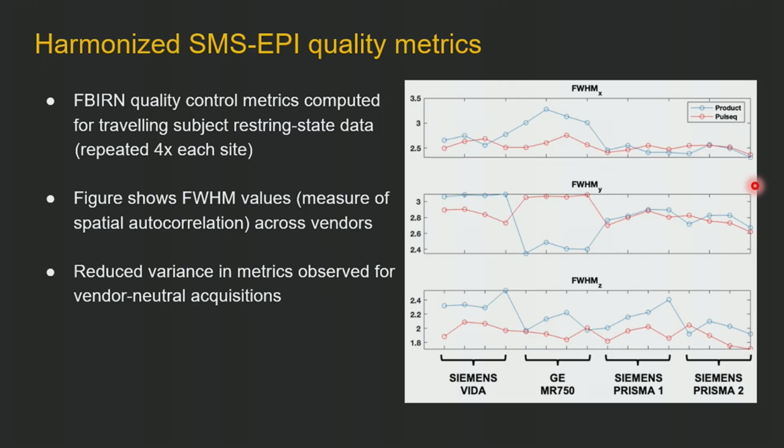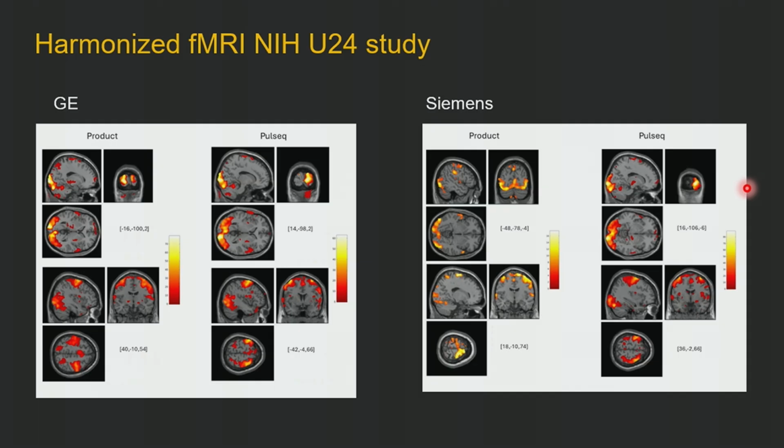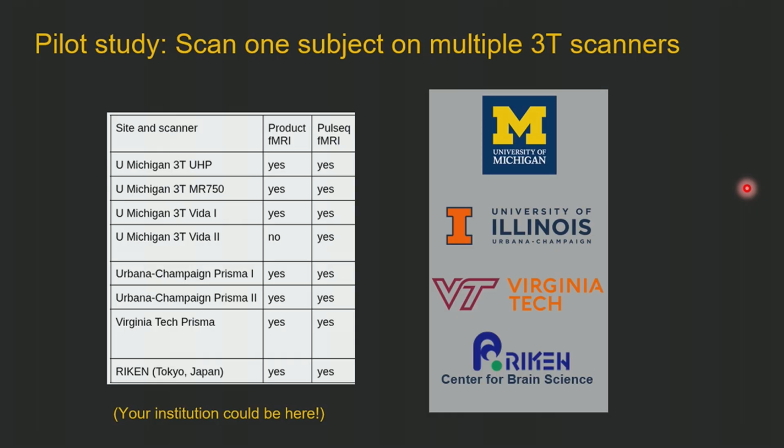All right. And then we can do the standard things with task data. This is an N of 1, so I'm not going to claim anything about it other than, yes, we see activation with PulseSeq as well. We've got a traveling subject study where we're scanning a poor soul at multiple different sites. These are our current collaborators. You could be one as well. We're always looking for more people to try out, more sites to try out.